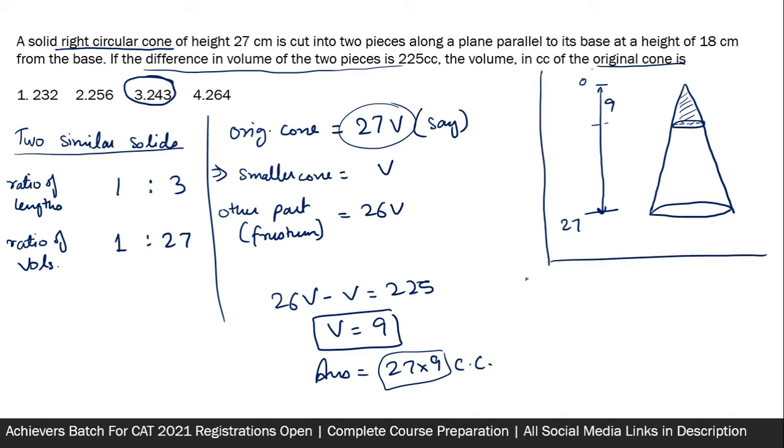Otherwise, there would be proving that these two cones are similar and then finding out the ratio of radii and all. So that is not needed. Saved you from that. Second question done. Moving on to the third question.